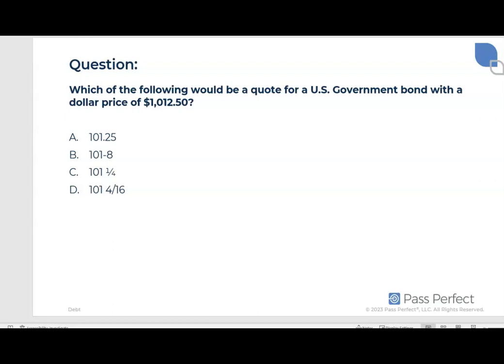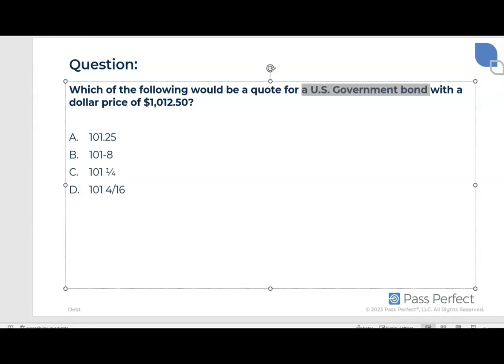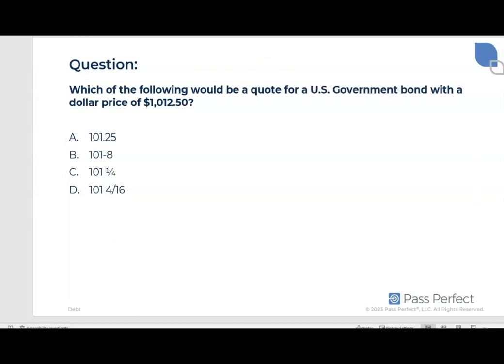Okay, here's the thing, right? It's specifically a quote for a U.S. government bond with a dollar price of $1,012.50. Now, mathematically, all 4 of these choices work out to $1,012.50. But since it's a U.S. government bond specifically, we know that government bonds are quoted in fractions of a 32nd. And it's just understood that way.